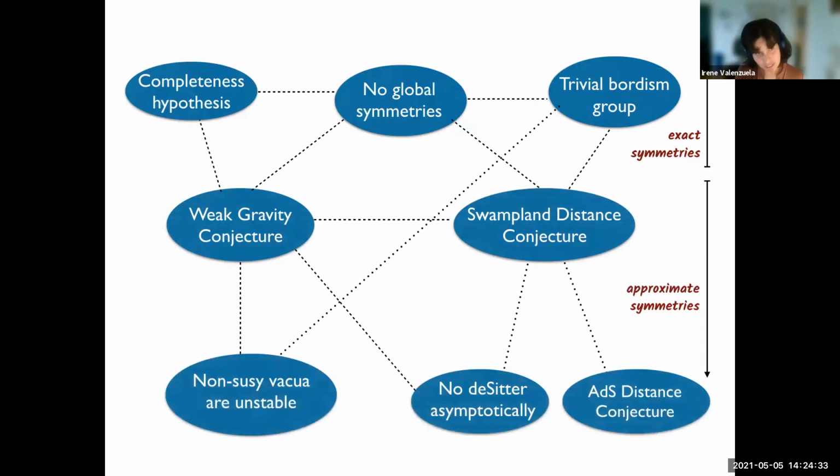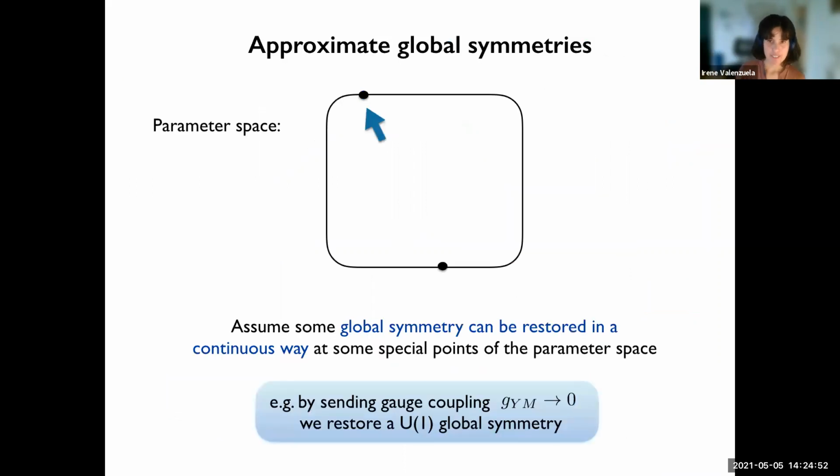And the rest of the Swampland conjectures try to quantify this. Okay, they try somehow from different perspectives. They sort of quantify how close you can get to the situation of restoring one of these global symmetries. Okay, so let me just give you the intuition very quickly.